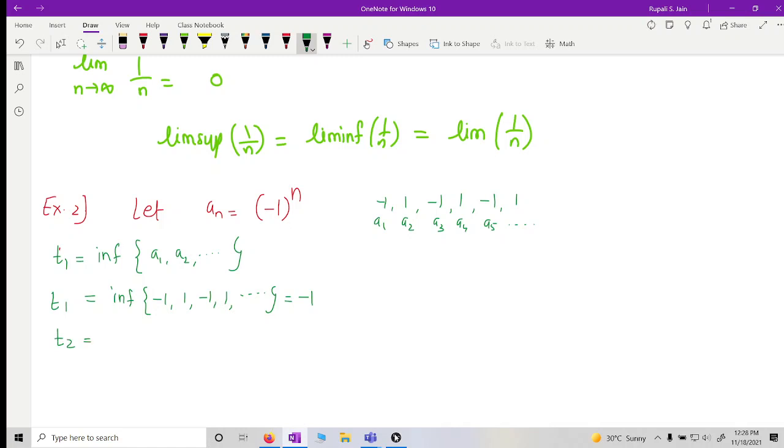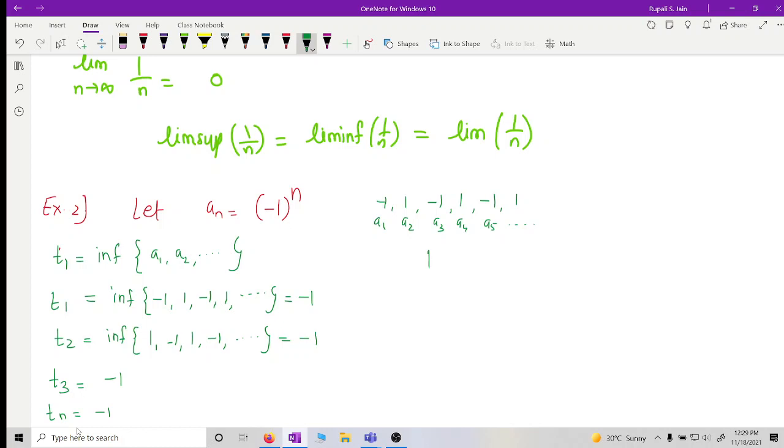What is T2? Infimum of, so leave the first term, and 1, minus 1, 1, minus 1 and so on again. So again I am getting minus 1 only. T2. Are you getting this? Yes, ma'am. What is T3? T3 is again minus 1. So Tn is nothing but my minus 1 only. Is that okay? Yes, ma'am.